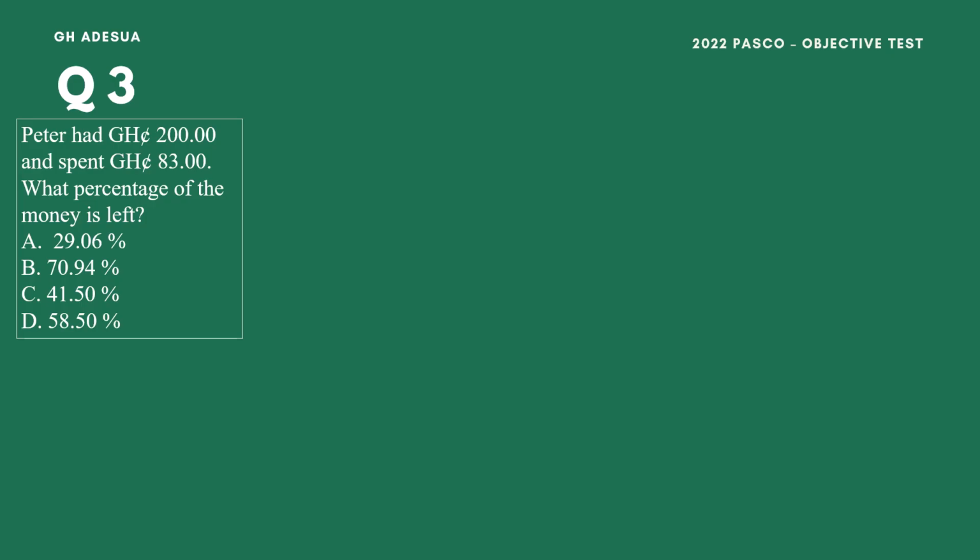Peter had 200 cedis. So Peter had 83 cedis. The answer is, what percentage of the money is left?